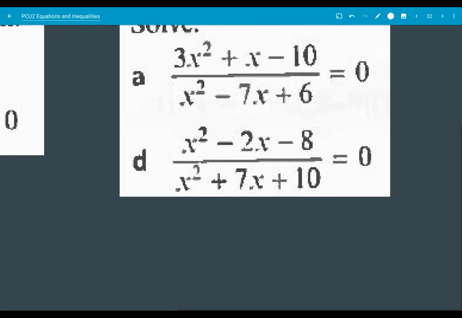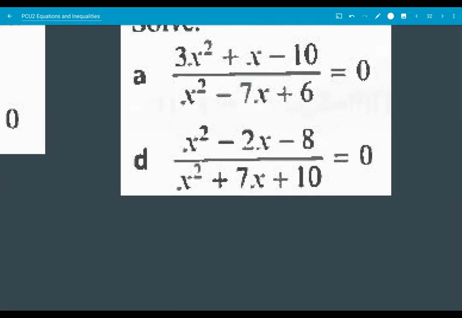Now we look at a little more complex problem. Now we have a rational equation. We have a variable in the denominator. So what you have to do is you have to factor both the numerator and the denominator. So I have 3x squared plus x minus 10. And then the denominator, I'm going to go ahead and factor this: x minus 6, x minus 1.